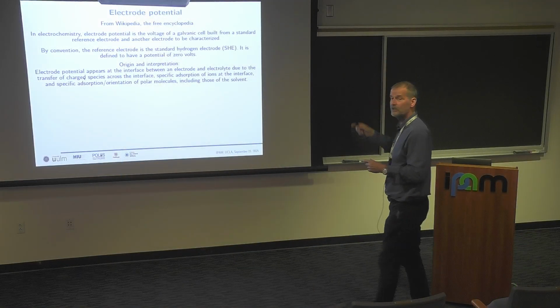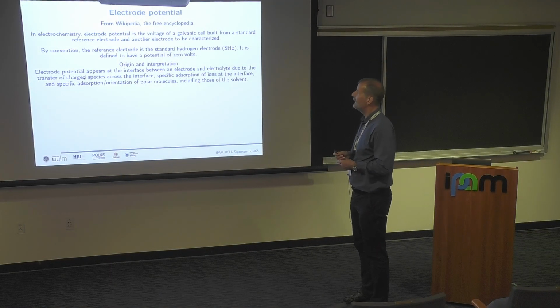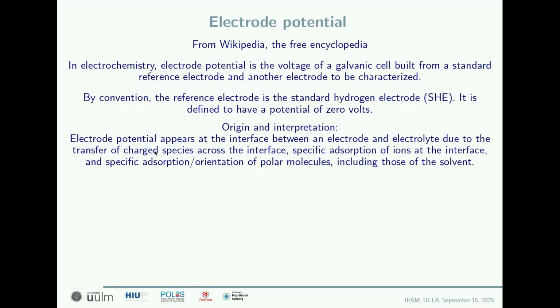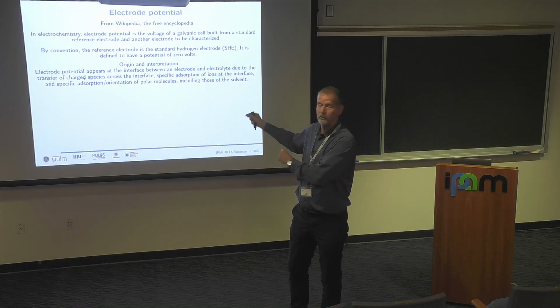And then origin interpretation, again, also Wikipedia. Electrode potential appears at the interface between an electrode and electrolyte due to the transfer of charged species across the interface, specific adsorption of ions at the interface, and specific adsorption and orientation of polar molecules, including those of the solvent. Again, here I think they mix reason and consequence.